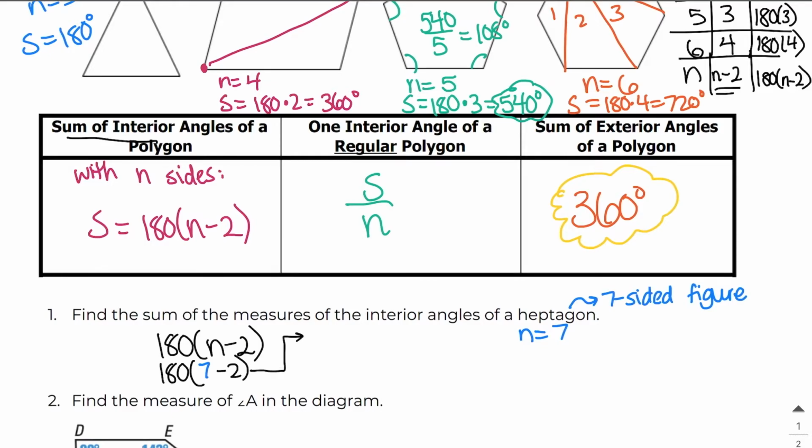And sorry, I'm running out of room here, so I'll bring this up here. So the next thing I need to do are my brackets. So 7 minus 2 is 5. And then when I multiply 180 by 5, I get my final answer, which is 900 degrees. So therefore, the angles in a heptagon will always add up to 900 degrees.